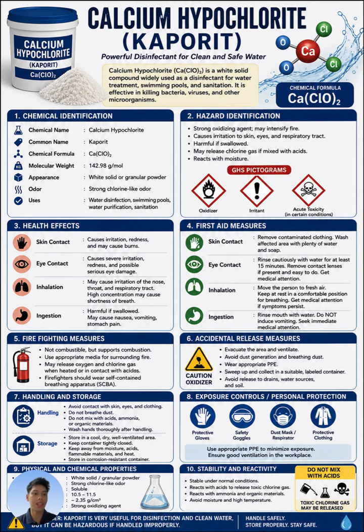As you can see on the poster, calcium hypochlorite has the chemical formula CaClO2. It is a white solid powder with a strong chlorine-like odor. This chemical is mainly used for water treatment, swimming pool sanitation, and water purification because it is very effective in killing bacteria, viruses, and other microorganisms.